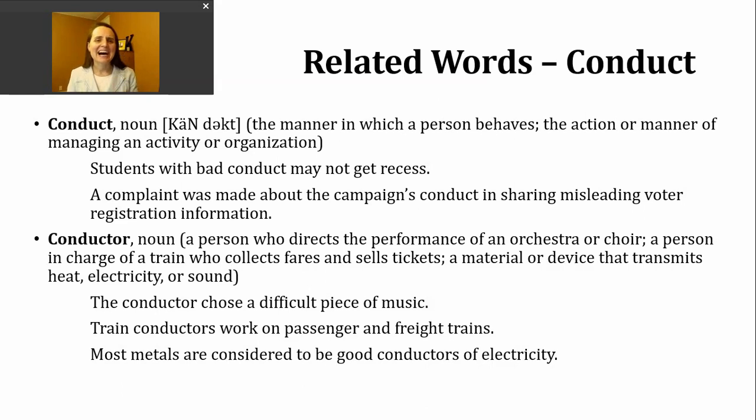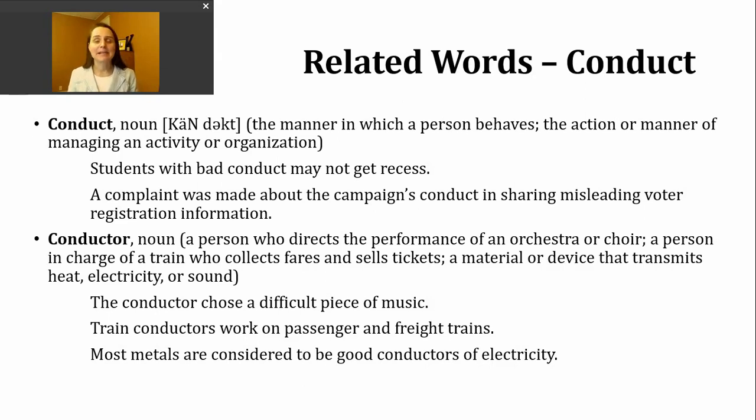The next word we're going to look at is conductor. So again, we're going to shift the stress again on this particular noun. The first part of the word again will sound closer to my verb pronunciation. So this word can also have a few different meanings. One meaning is a person who directs the performance of an orchestra or a choir. Here is an example of that usage. The conductor chose a difficult piece of music.